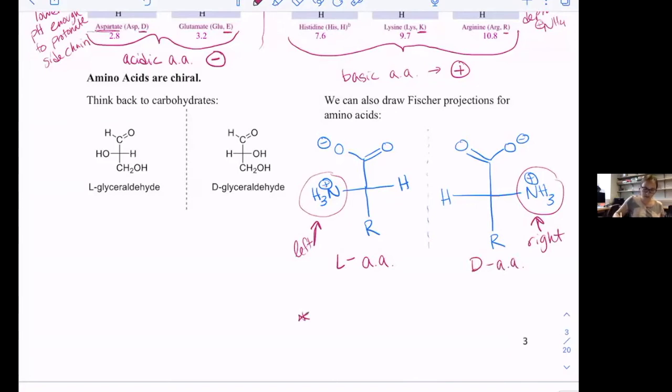In general, only the L amino acids are incorporated into protein. So naturally, only L amino acids are in our bodies, really anywhere in nature. There are no D amino acids in nature. However, synthetically produced amino acids can be the D enantiomer.